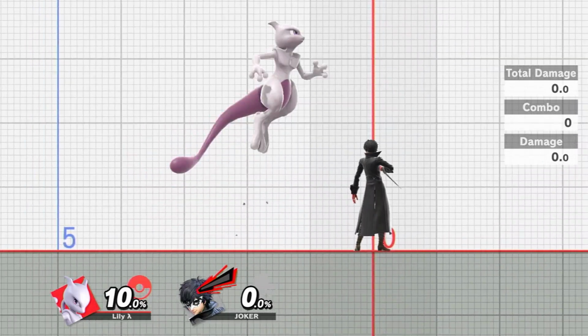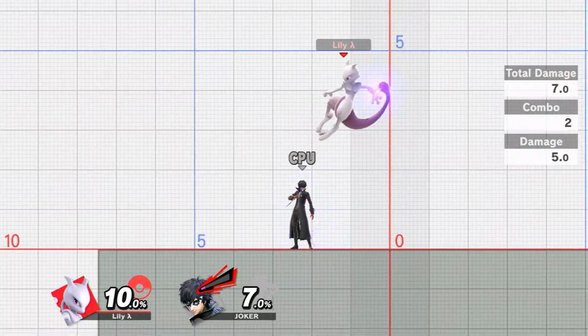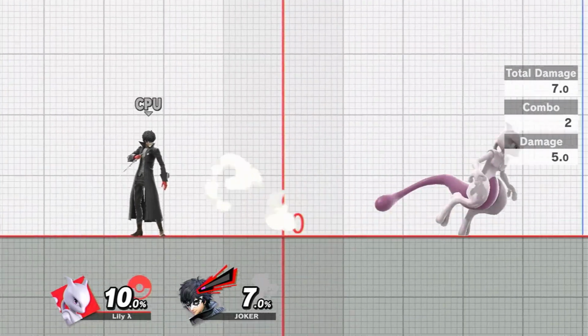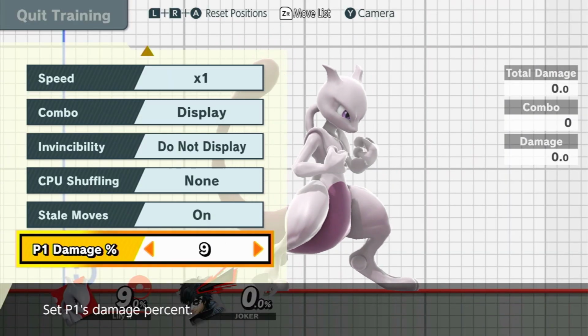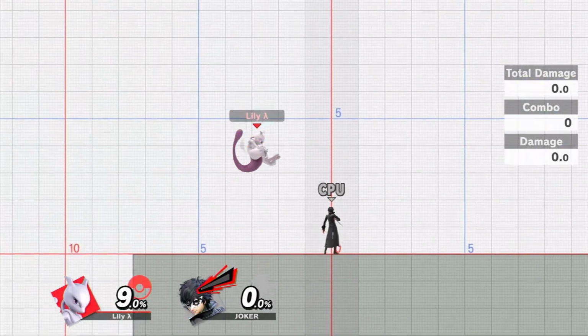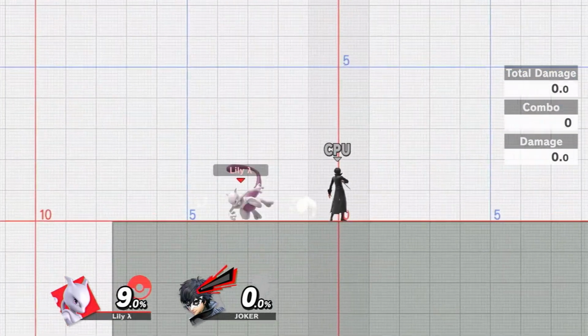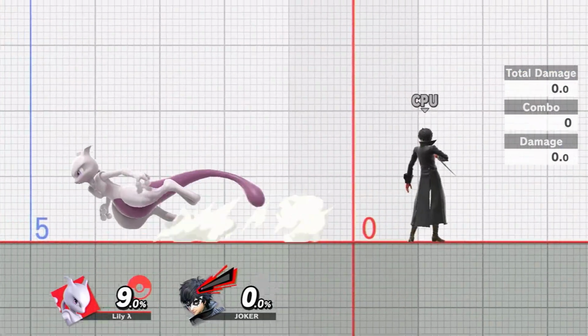This affects various things like some jumps, but not everything, so just be wary of that. The same goes if we want to make Mewtwo slower. Jump doesn't go as far, and he just does not move very fast.